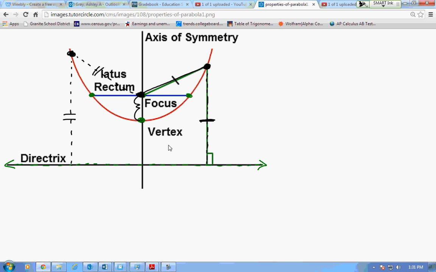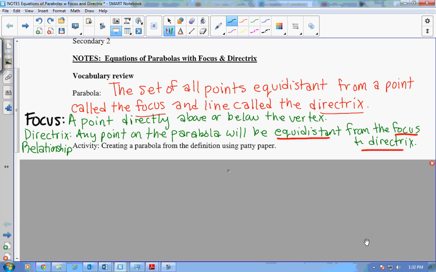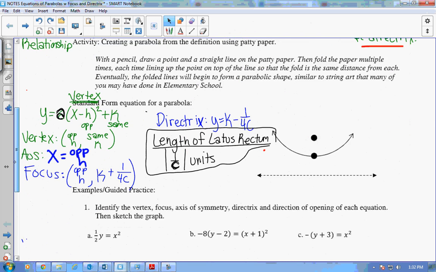Okay, so two new vocabulary words, latus rectum and directrix. Now, just like our hyperbolas and ellipses, we have a bunch of little formulas to solve these. Let's see, I need to go back to my notes. We're not going to do the patty paper example.